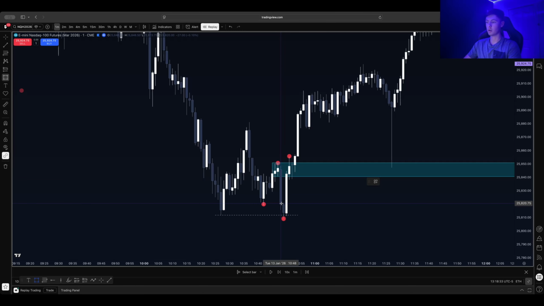And notice how in this long example, the breaker block is sitting slightly above the fair value gap. So in terms of the entry, you're just going to take it at the easiest entry possible, which would be the retest of the breaker block.